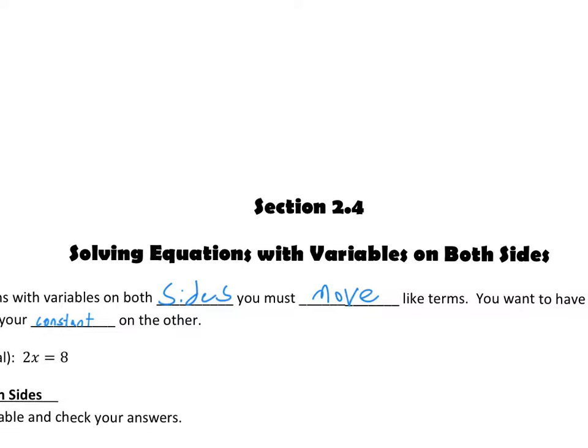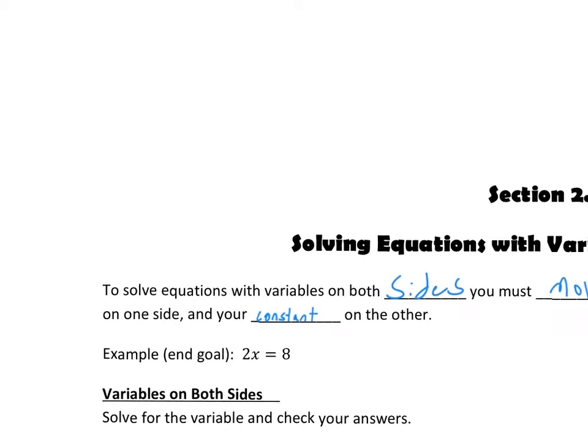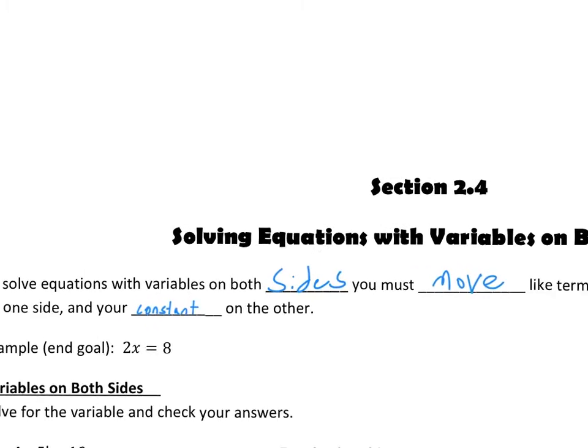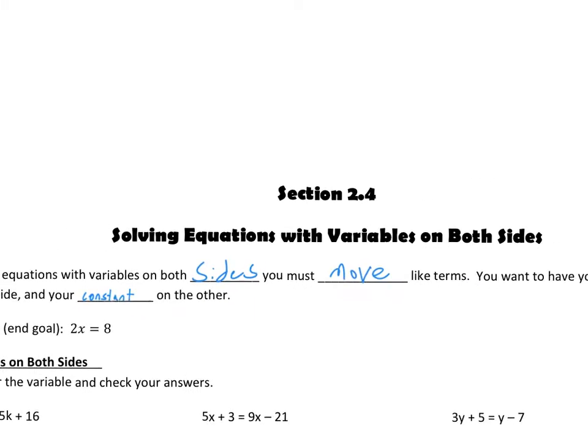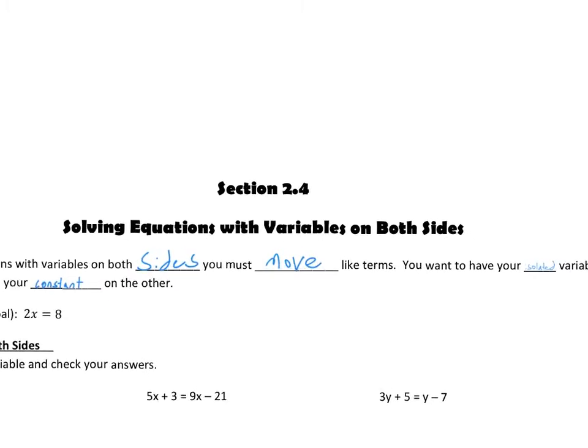Hello, so here we're going to be looking at section 2.4, which is solving equations with variables on both sides. So far all we've seen is equations with variables on the same side, where we were able to combine like terms. We're going to see a different scenario today. To solve equations with variables on both sides, you must move like terms.